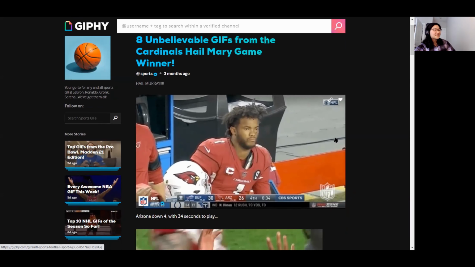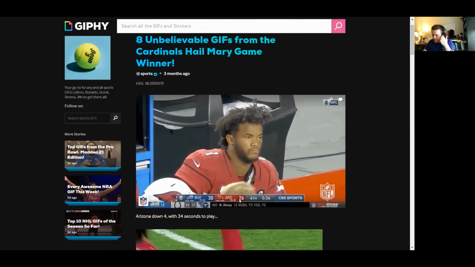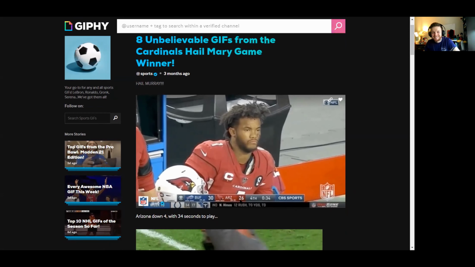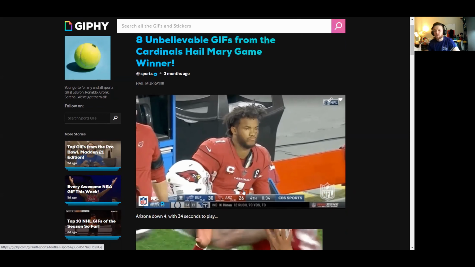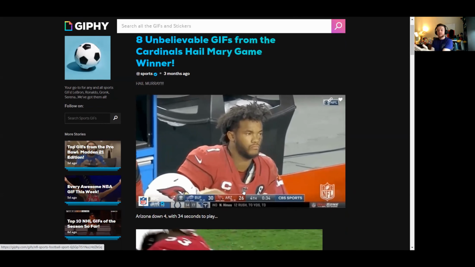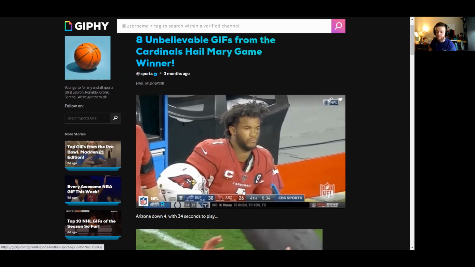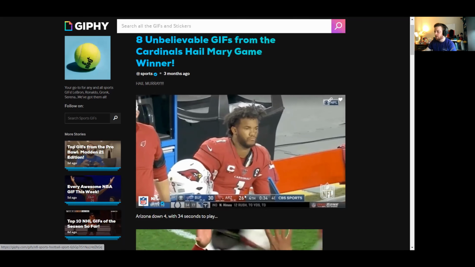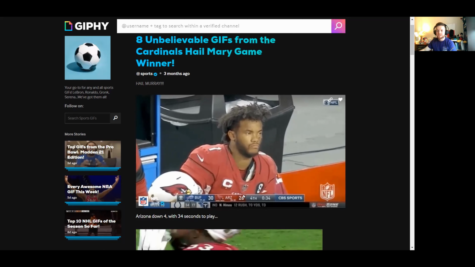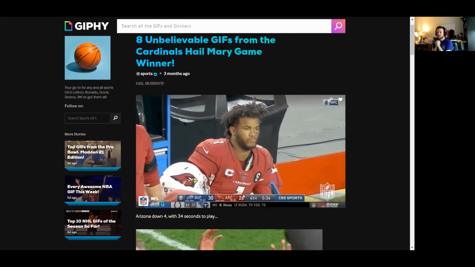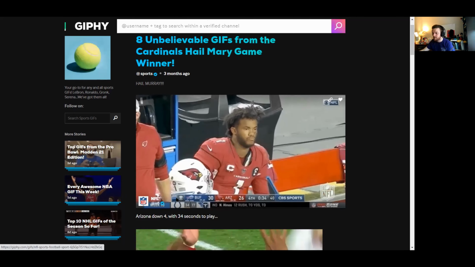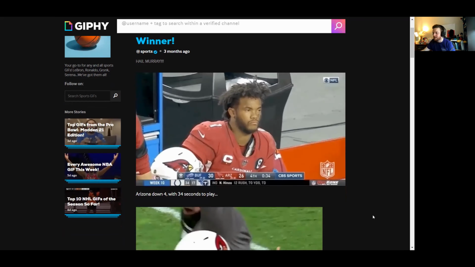Let's look at this real quick. Arizona is down by 4 points. Even if you have the ability to kick a field goal, it's only worth 3 points in football. So you step back and you throw it as far as you can. Arizona down 4, 34 seconds to play.